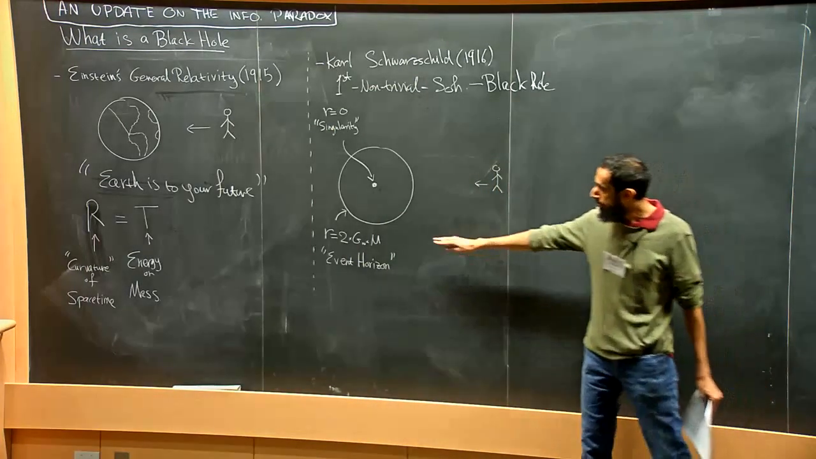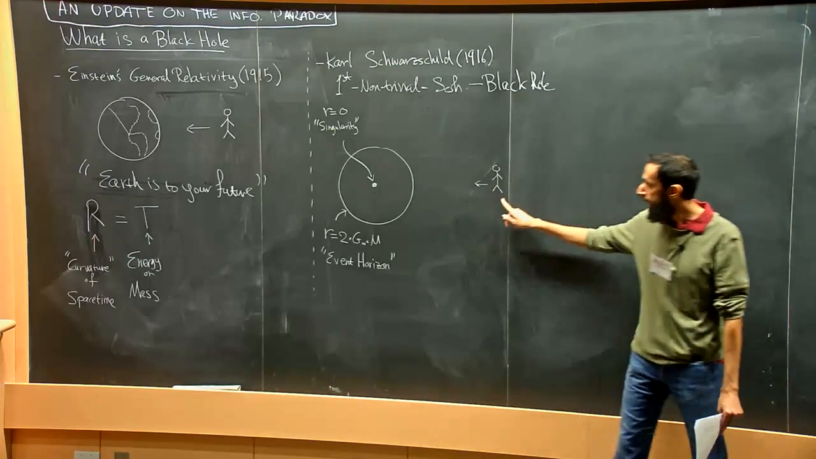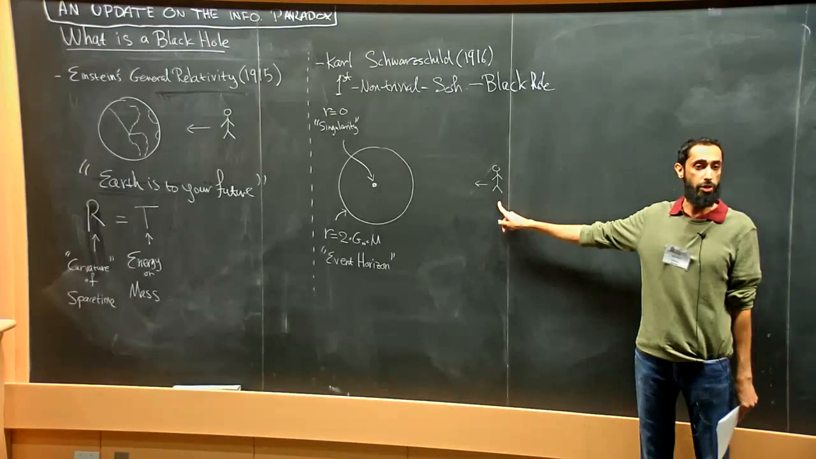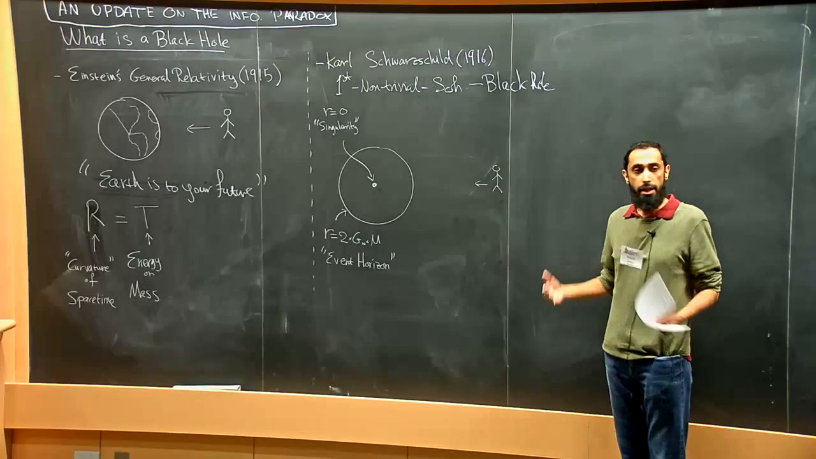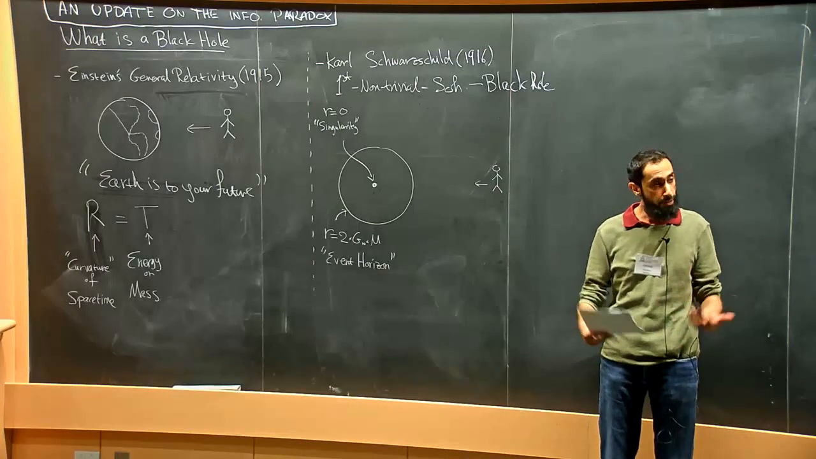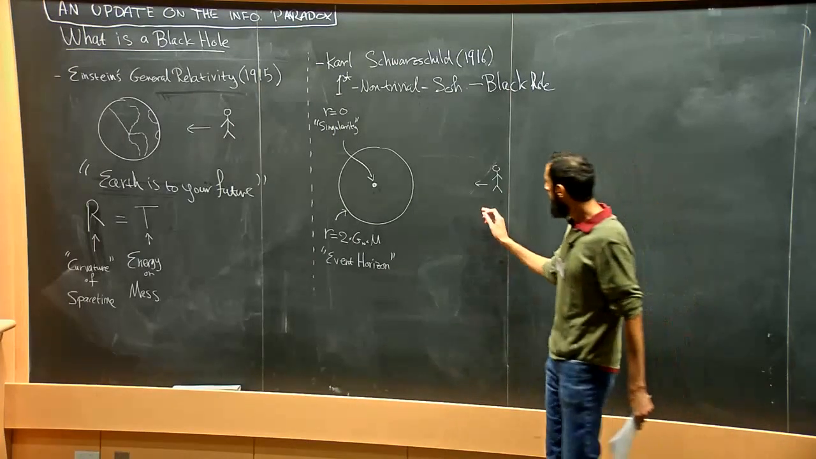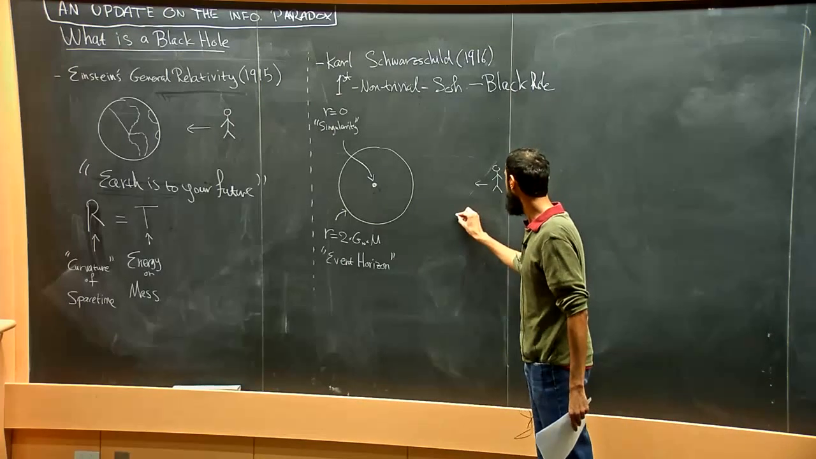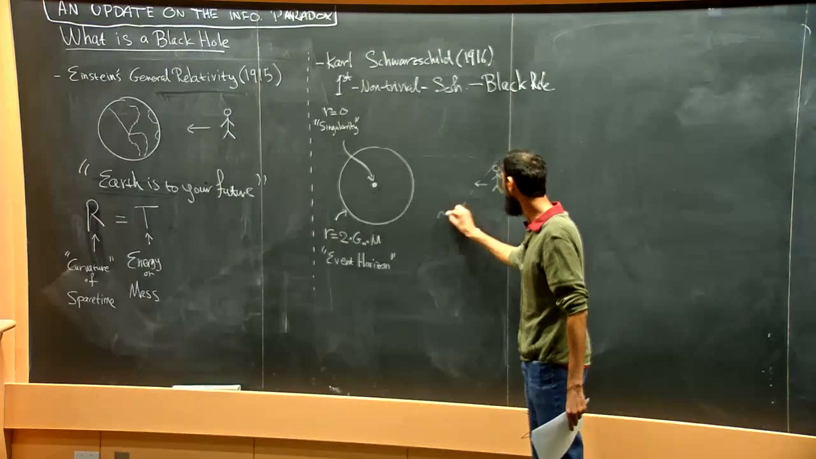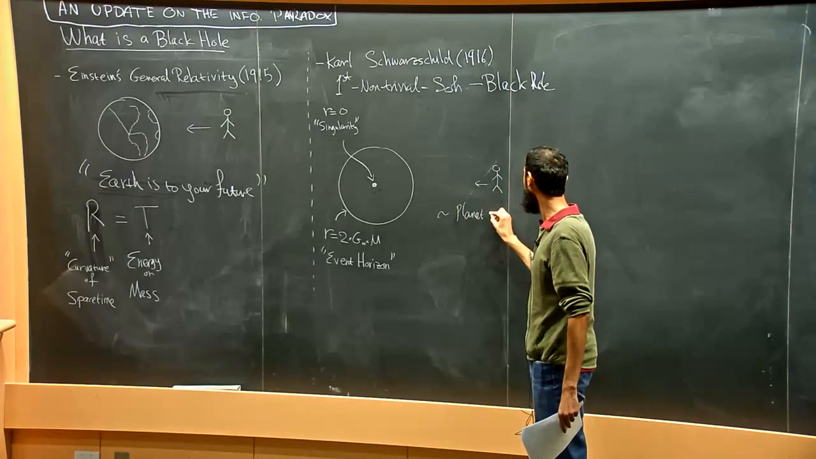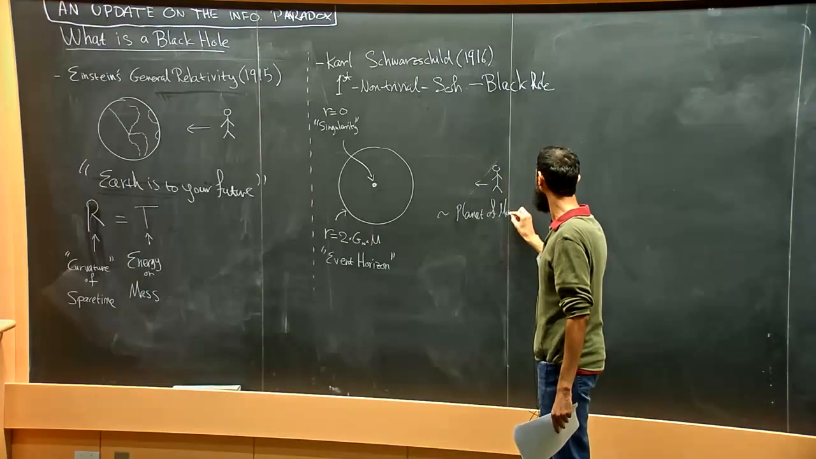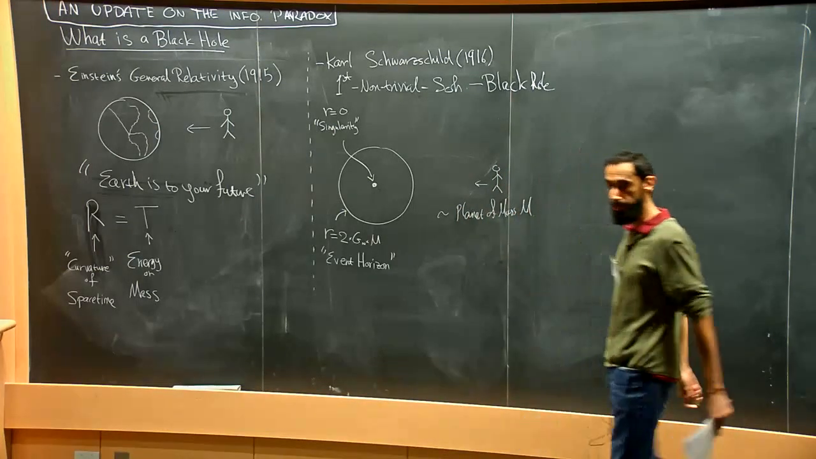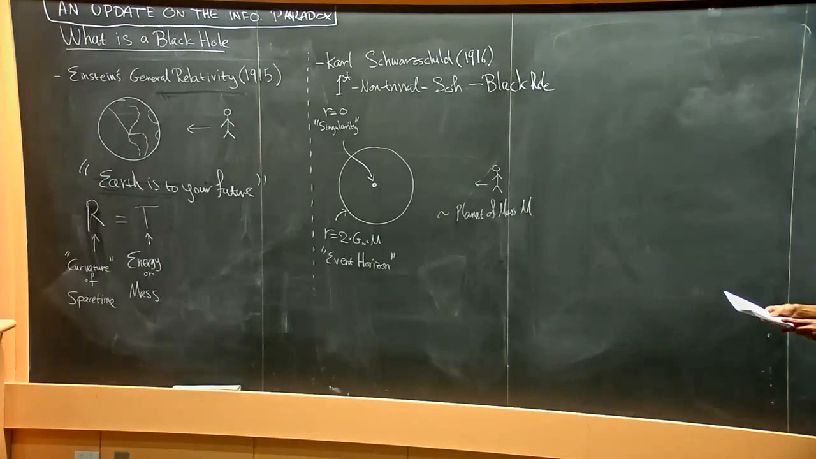Before I talk about that more, what I mean by the mass is if you have somebody who's far away from this object, they feel the gravitational field that they feel. It feels like a planet of mass m. It's roughly like a planet of mass m. Okay?